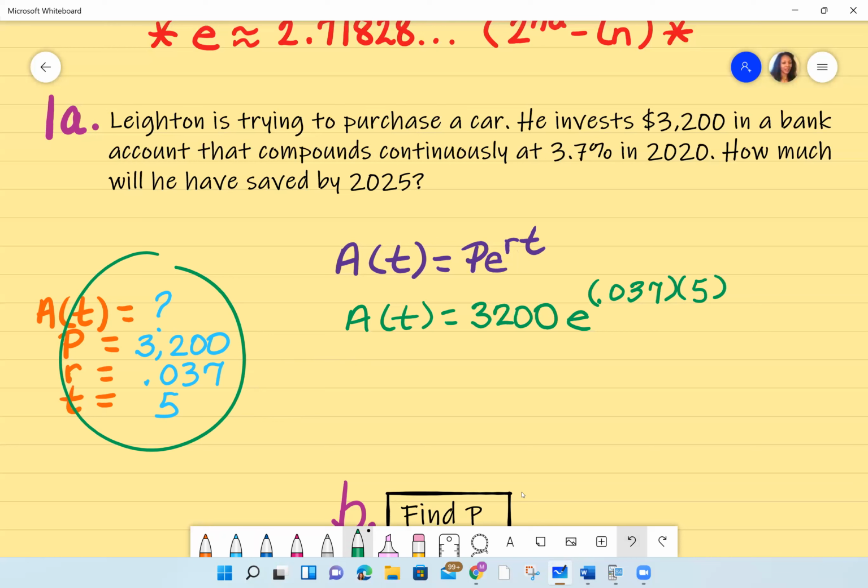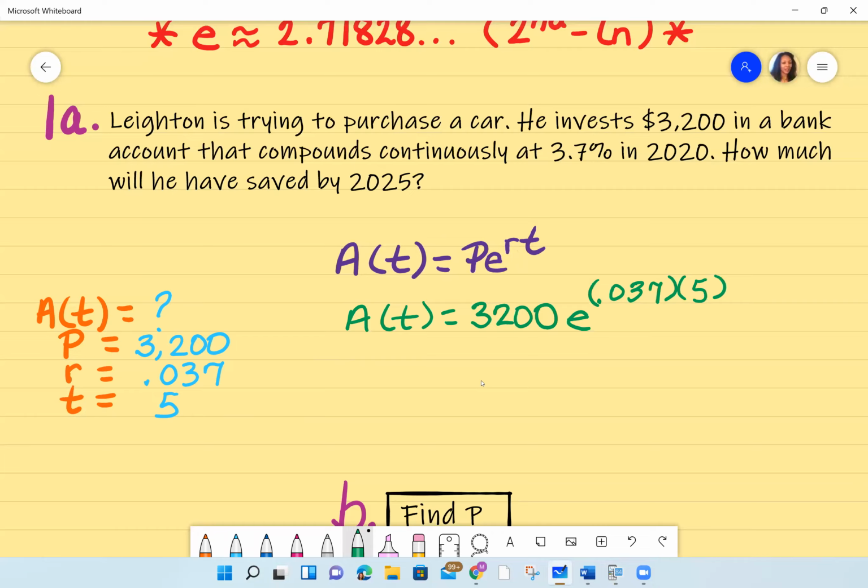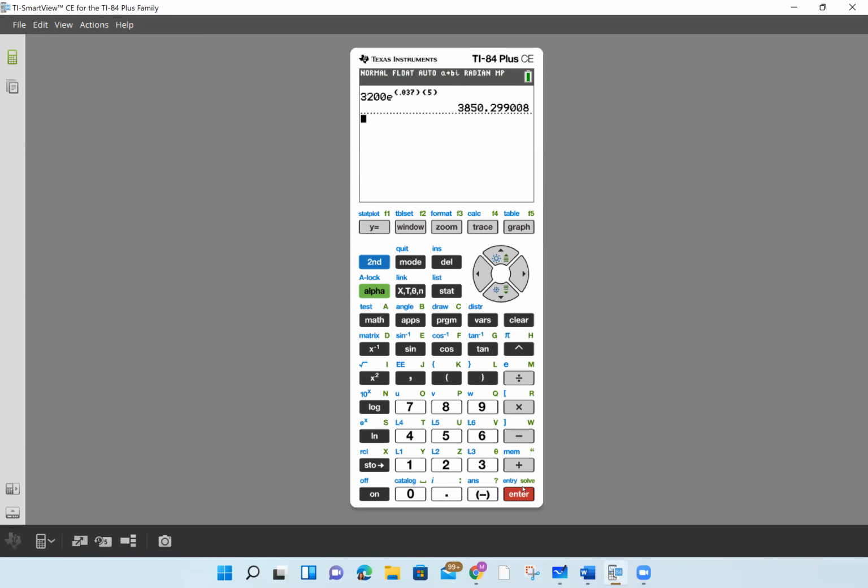Then what I want to do is go to my calculator and put it in exactly how I see it. So I have 3,200, and then I went to e and I want to raise that to 0.037 times 5. I believe it was 0.037. Yes. Okay. And that is going to give me this amount. I am talking about money. So that's $3,850.30 if you round it up.